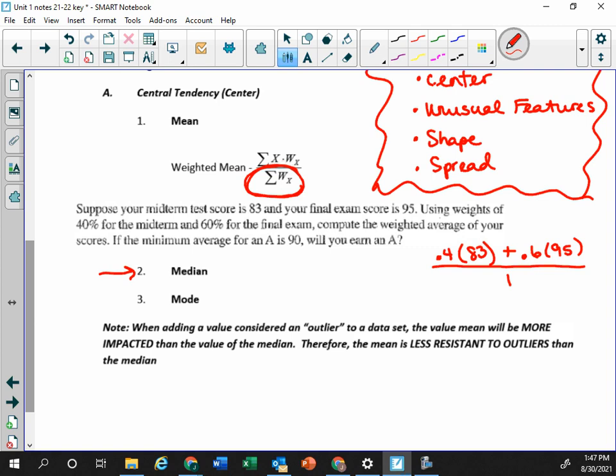So what do you get if you calculate that weighted mean, guys? Perfect. You get 90.2. So what do you think? Are you going to get an A? Yes. You get an A. Okay, so that's just the difference between a mean and a weighted mean. You've got different weights for your different scores that you have going on there, okay?